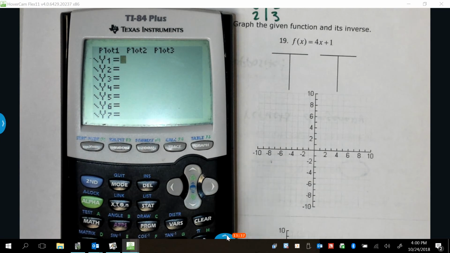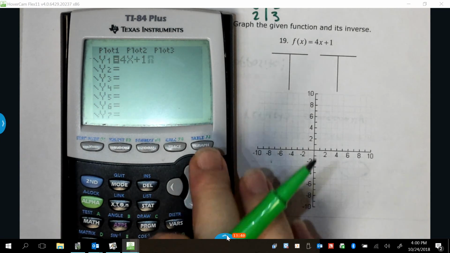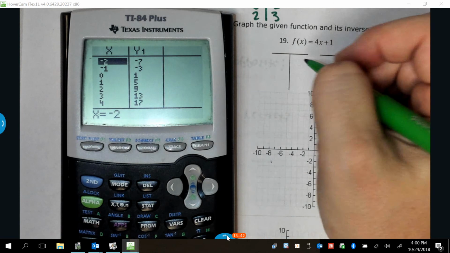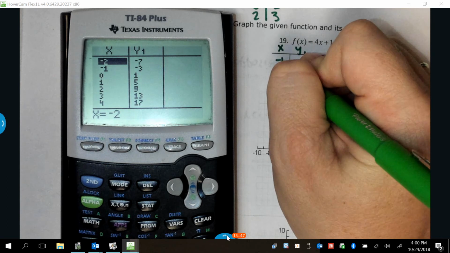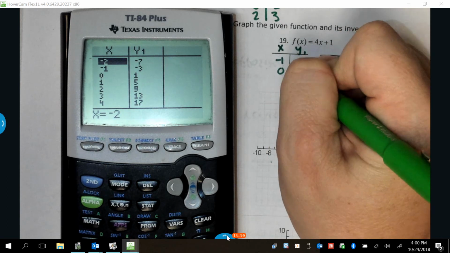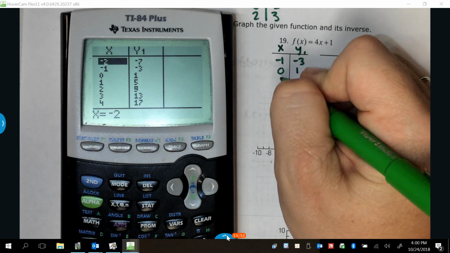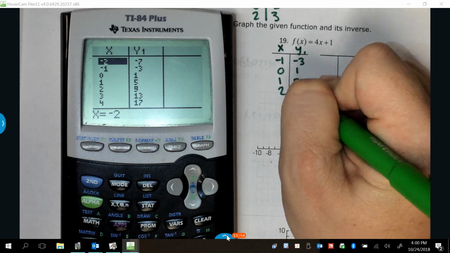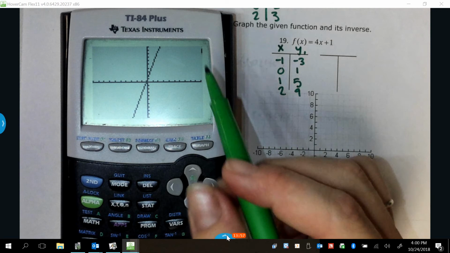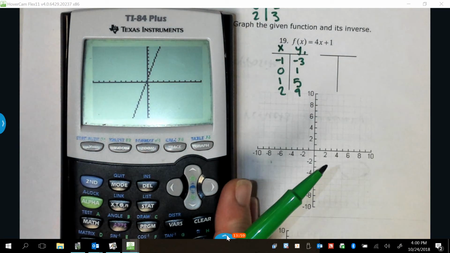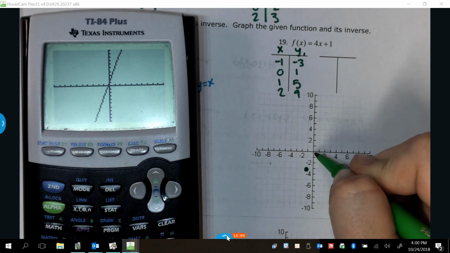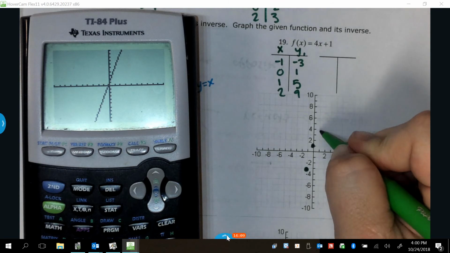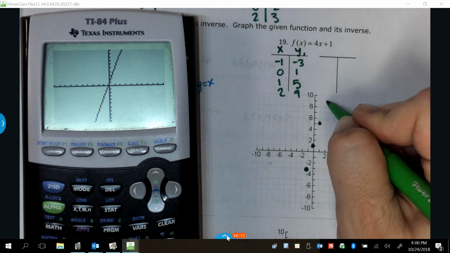Okay, so let's look at 19. We have 4x plus 1, second graph. I'm just going to do a couple points. X, y, this is my original: negative 1, negative 3; 0, 1; 1, 5; 2, 9. So we're going to hit graph, making sure we graph a proper line. This is, again, a linear line.